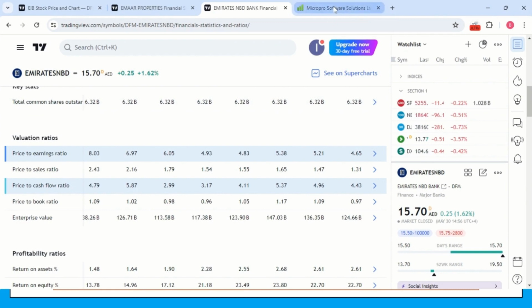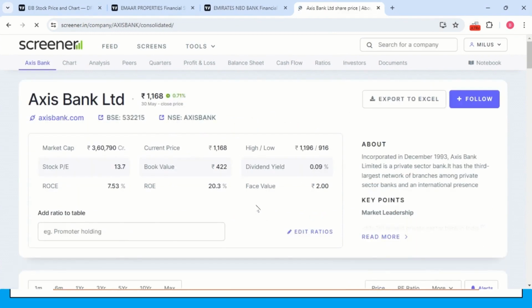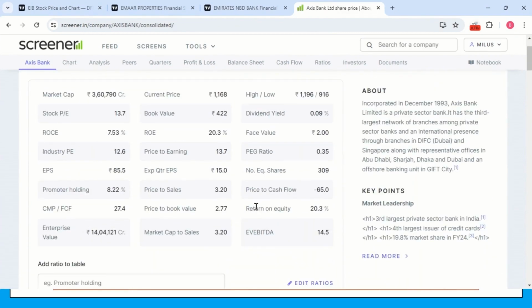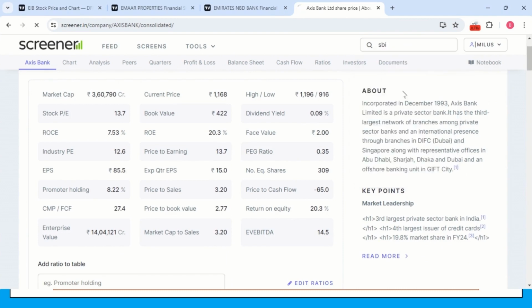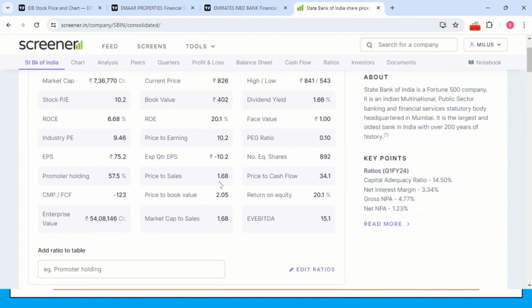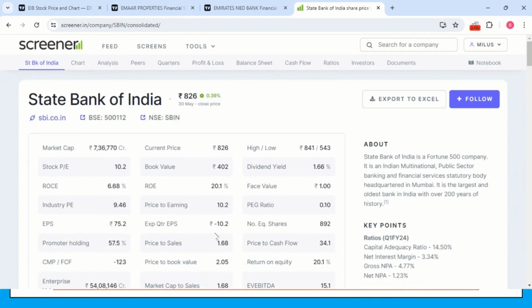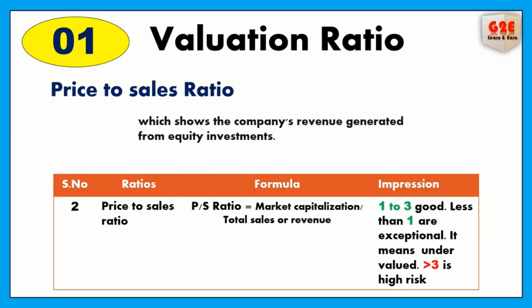You can compare with the Indian market. Just select Axis Bank, or any company you like. See, from here the price to sales is 3.20. In the same way you can compare SBI. One government sector and one private sector bank we can take. For the government sector, the price to sales is 1.68. So we compare Axis and SBI. SBI is good, while Axis is not that much better, so you can take a decision on it. You can invest in SBI compared with Axis. Now you can understand how to take a decision with the help of the price to sales ratio.